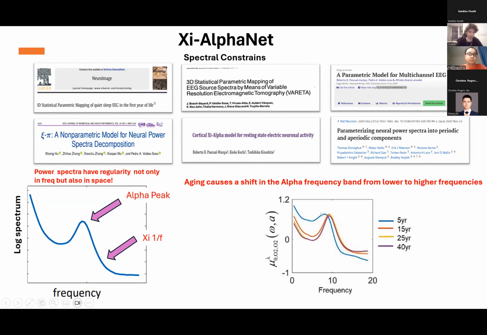So what is the Xi process? The Xi process is a type of decay with the frequency. We call this 1/f decay. We call this decay the Xi process. And we can also observe a type of peak in the alpha frequency band, and we call this the alpha peak. And when we know about this regularity in the frequency domain, we know, for example, that age causes a shift from lower to higher frequencies of the alpha peak in the alpha band. We can see here in the picture the frequency shift from 5 years to 14 years.